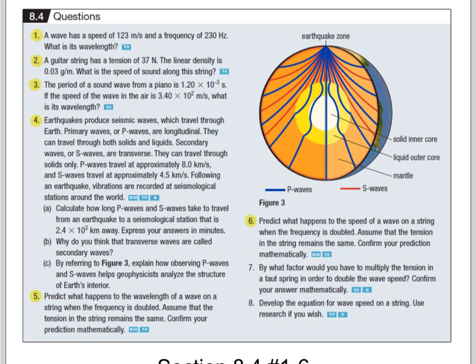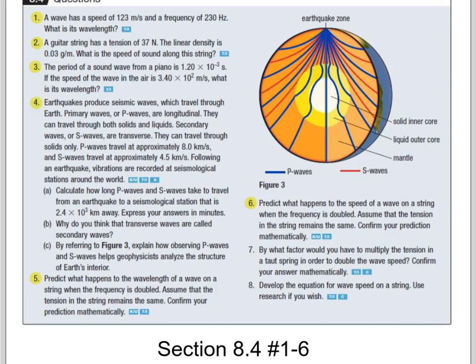Okay, so section 8.4, 1, 2, 3, 4 would be good questions. Sorry, 1, 2, 3, 4, 5, 6 would be good questions. This is one of my favorite areas, earthquakes. You get P waves and S waves. P waves are longitudinal waves, and S waves are shear or transverse waves.